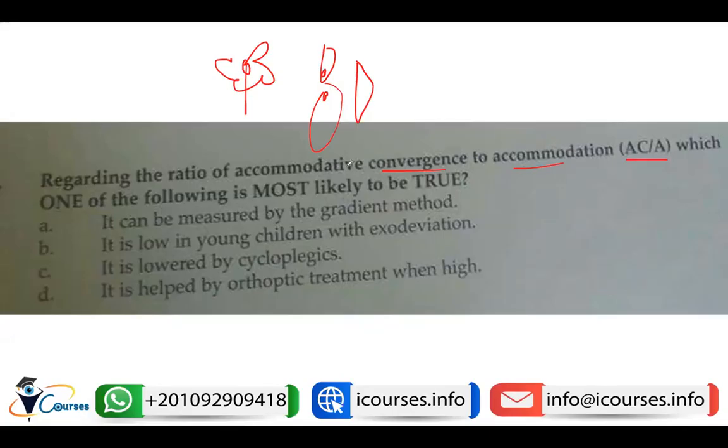What is this relation? This is called the accommodative convergence to accommodation ratio. This ratio is normally 1 to 3 to 1 to 5. What is meant by 1 to 3 to 1 to 5? This means that for each one diopter of accommodation, a normal individual will undergo convergence of 3 prism diopters to 5 prism diopters. This is the normal accommodative convergence to accommodation ratio.